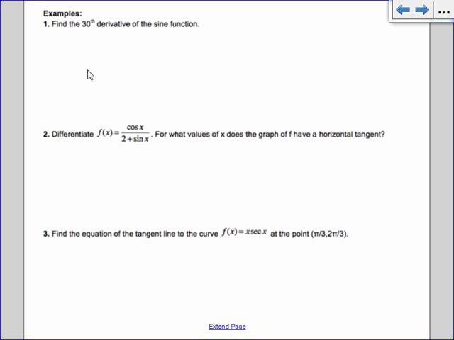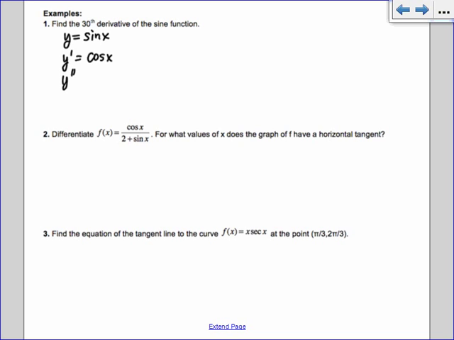Okay, so then we have things like find the 30th derivative of the sine function. Do we have all day? It's going to take a bit, isn't it? Think there's a pattern? We'll see. We're just going to do it. All right, so I have y equals sine of x. The first derivative is cosine.